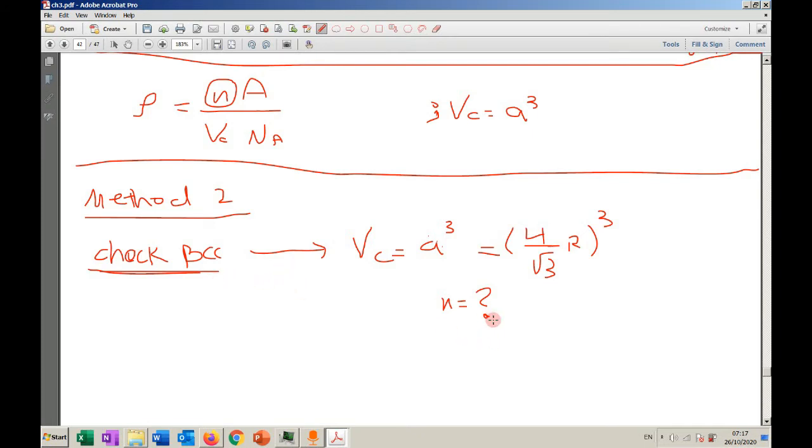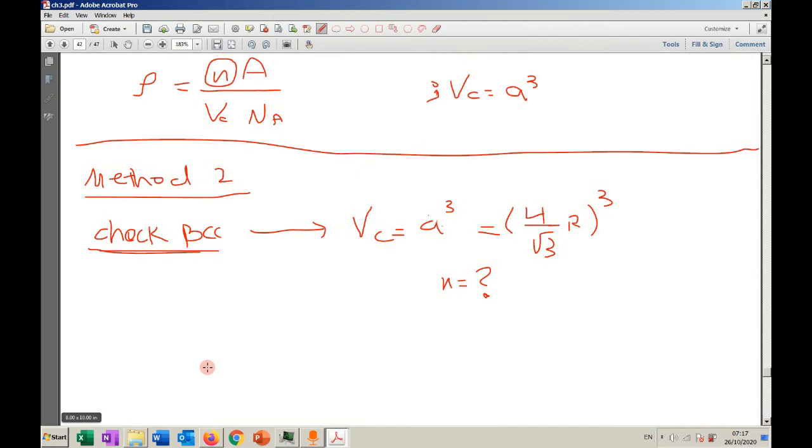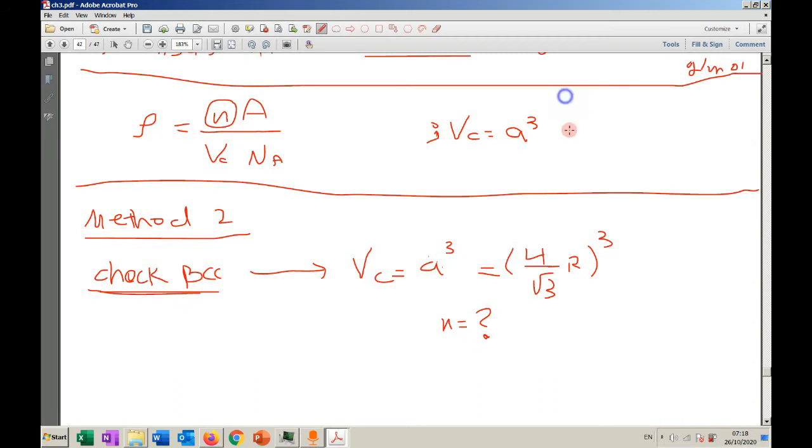How do I know it's BCC? If n comes exactly to be 2, I know that it's BCC. So I'm going to arrange the equation according to n. In that case, we're going to use this equation: n will be equal to density times VC times Avogadro number over atomic weight.